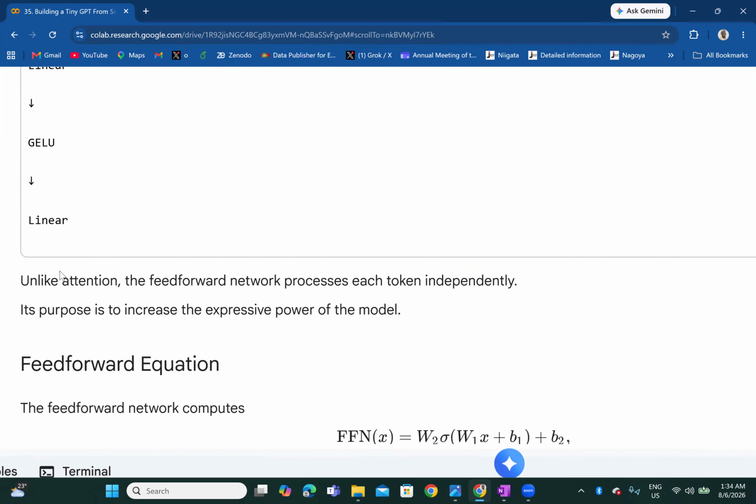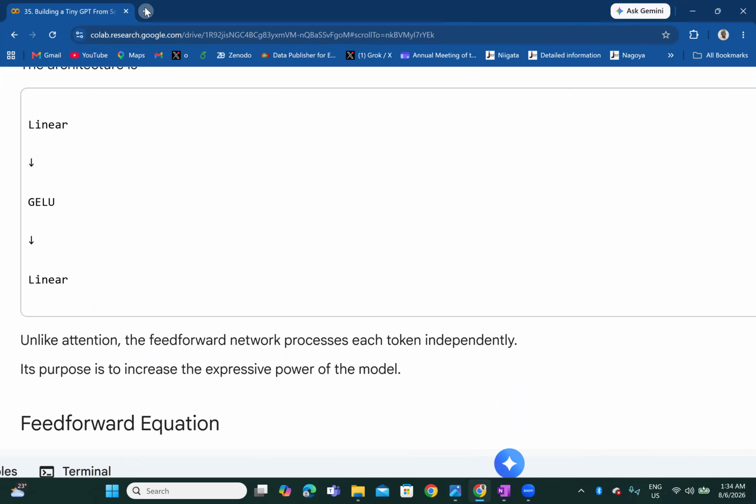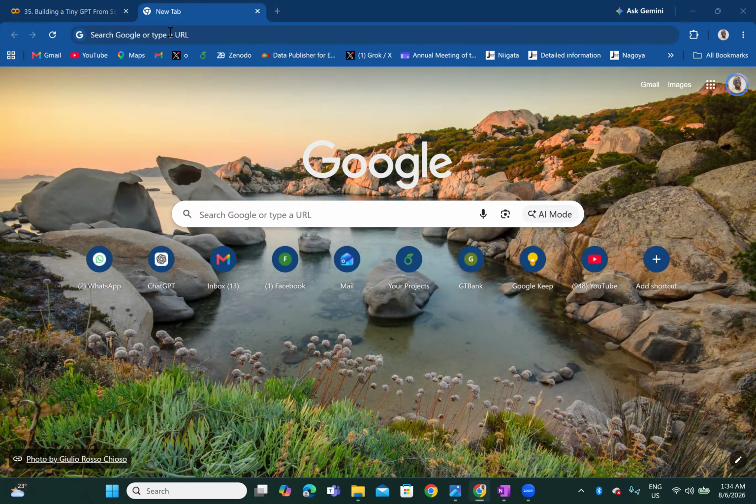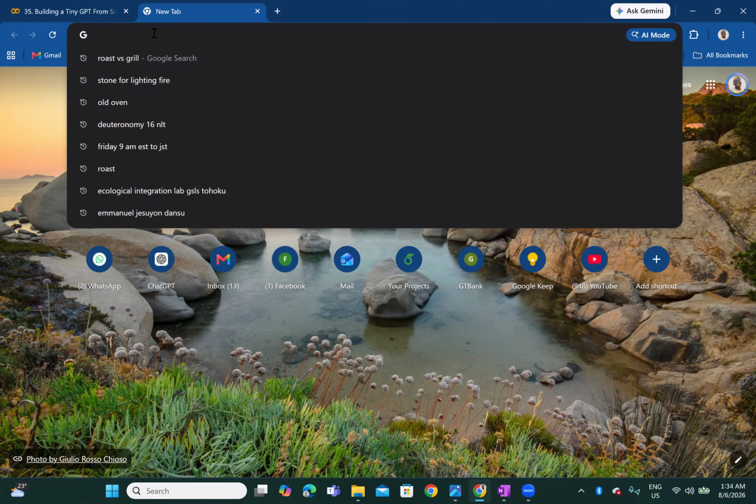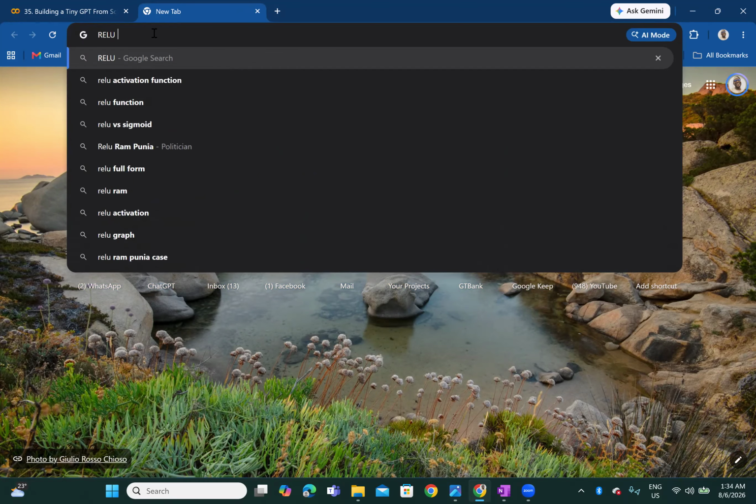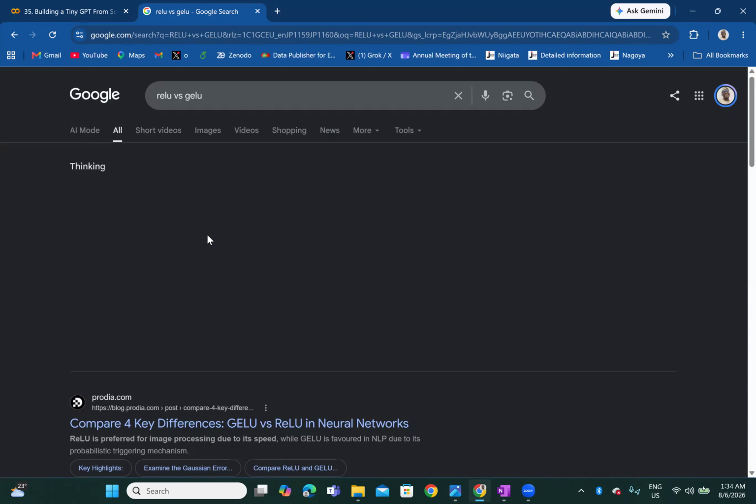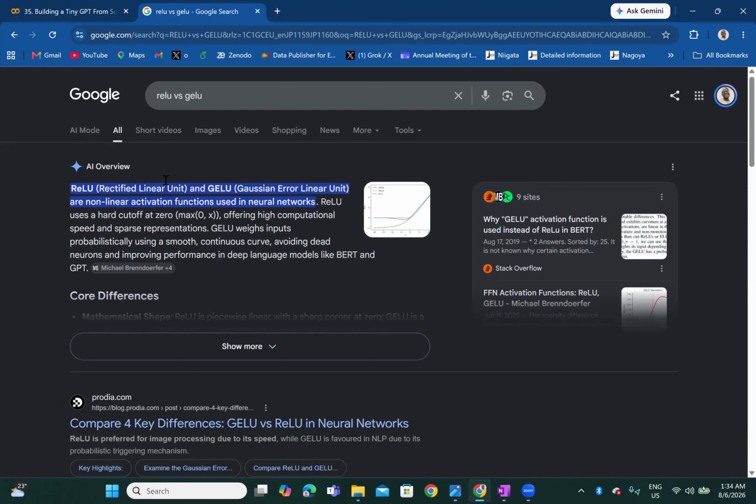This is our first time of coming across GELU. We know ReLU, we know GELU. So let's quickly establish the key difference between ReLU and GELU. ReLU versus GELU. Here, ReLU is rectified linear unit, which is simply the maximum value of 0 and any value you bring to it. The bigger of them is the result. Then GELU is Gaussian error linear unit. This is rectified linear unit, and this is Gaussian error linear unit. They are non-linear activation functions used in neural networks.